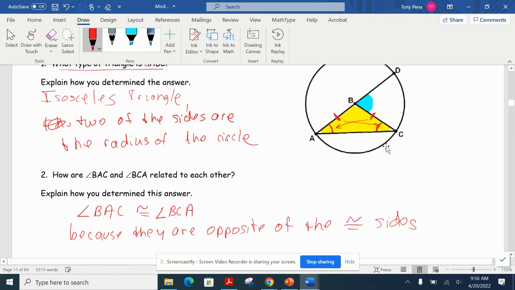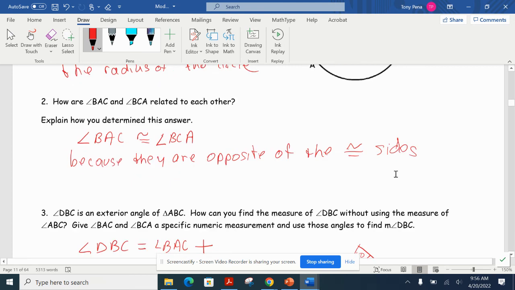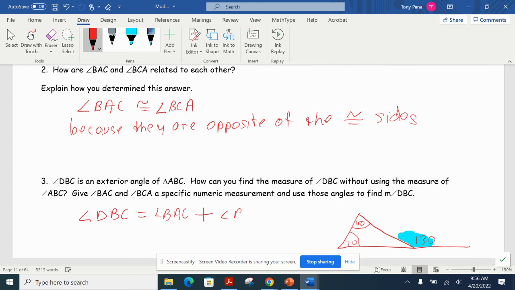And then the second one is over here. That is B to C to A. Those are our remote interior angles. All right, that's how we could find it if we knew those.